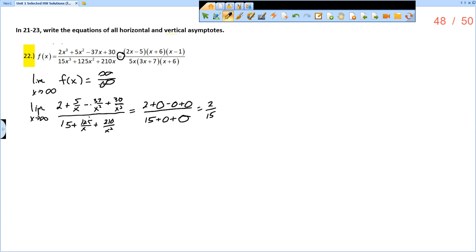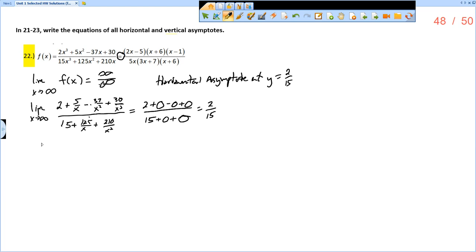And so if this was the limit as x approaches negative infinity, there would be no difference. It would be 2/15. And so we can say that there is a horizontal asymptote at y equals 2/15. All right, so now vertical asymptote.